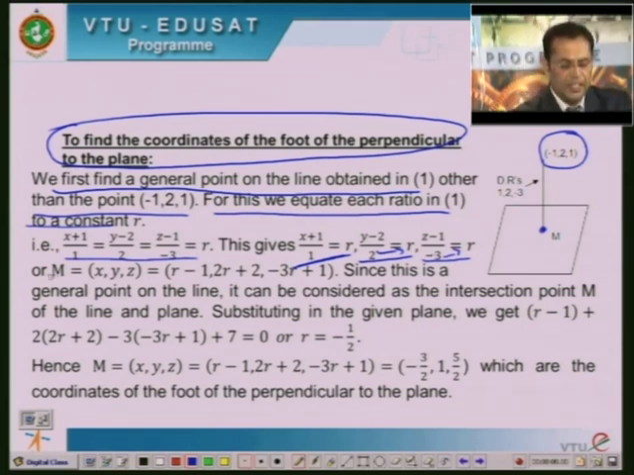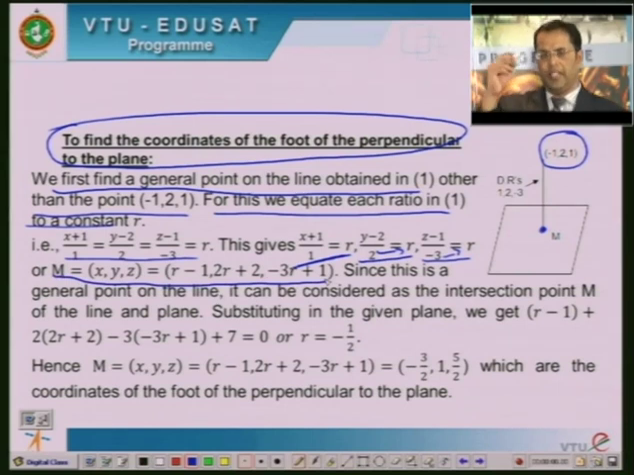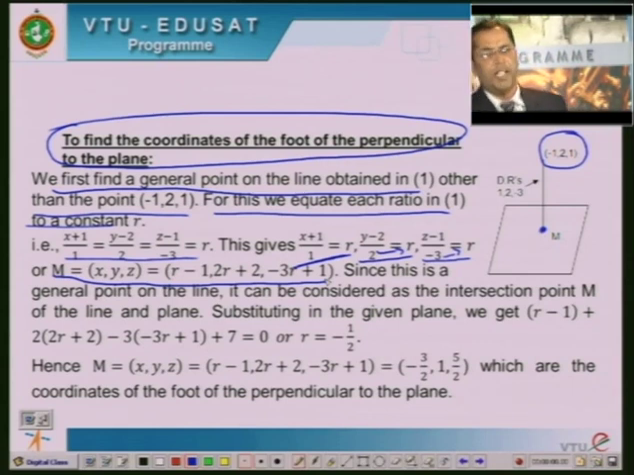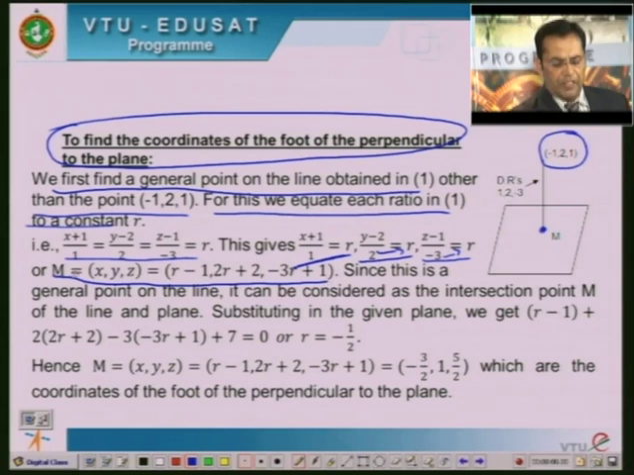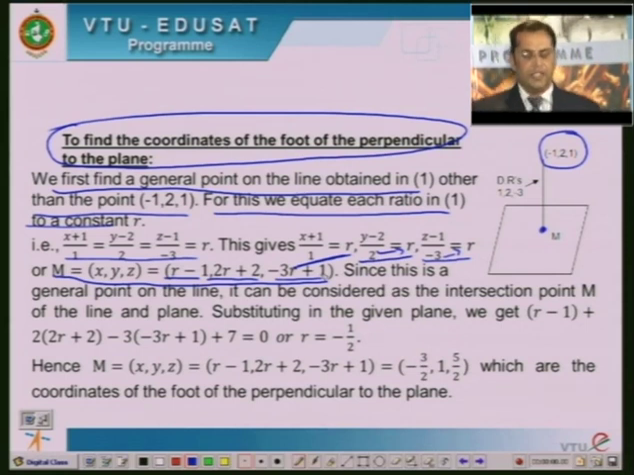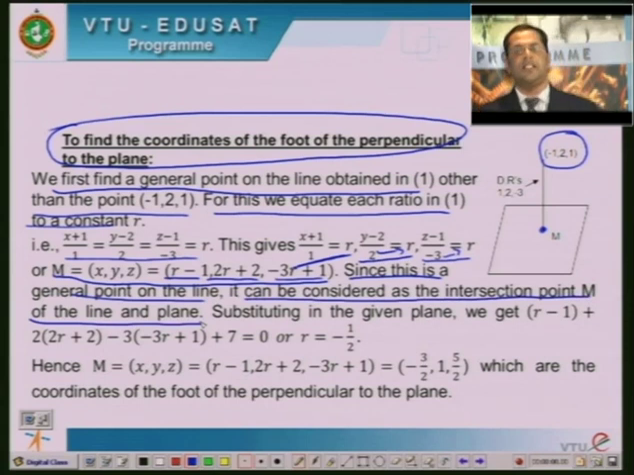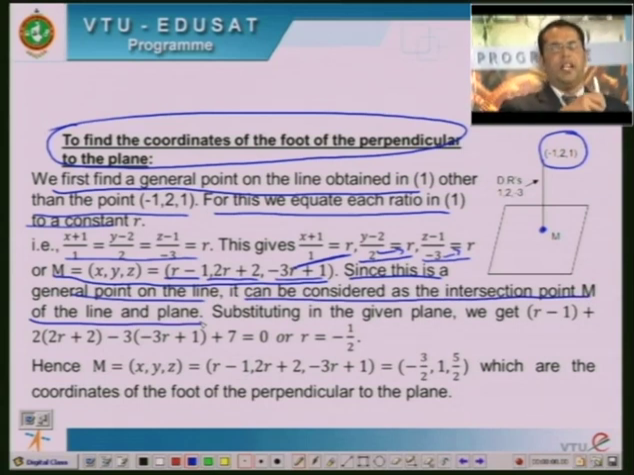So this gives the coordinates of any general point M on the line. As I told you, friends, because it gives you any point on the line, you can in particular assume this to be the point M itself, which is the foot of the perpendicular on the plane. So the coordinates of M are (x, y, z) = (r - 1, 2r + 2, -3r + 1). Obviously, the problem is solved if you are able to find the correct value of r. How to do that? Observe that since this is a general point on the line, it can be considered as the intersection point M of the line and the plane.